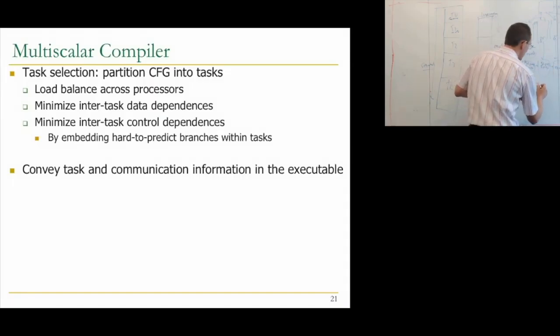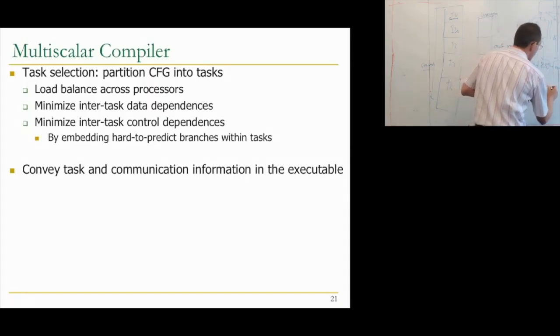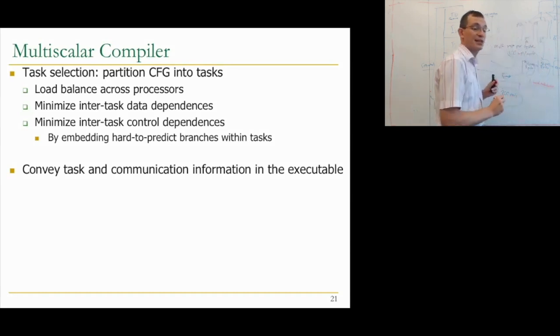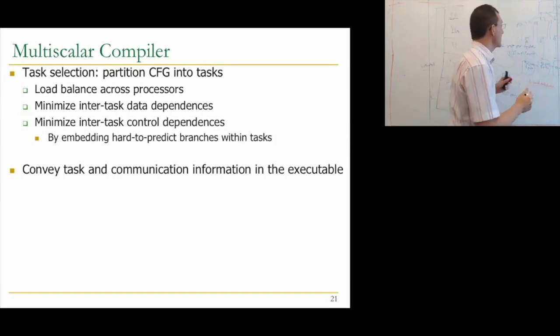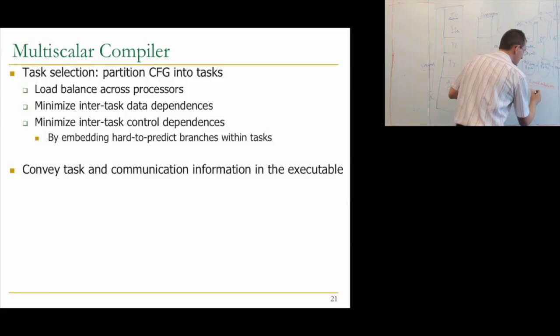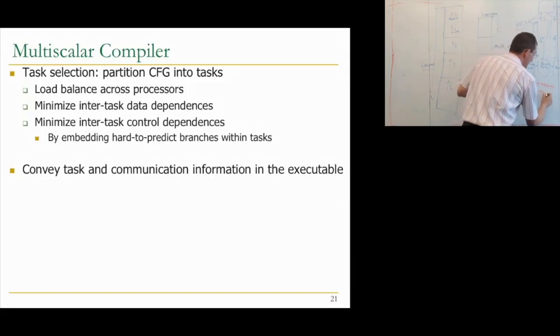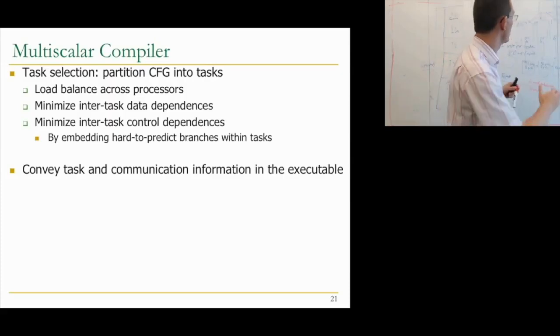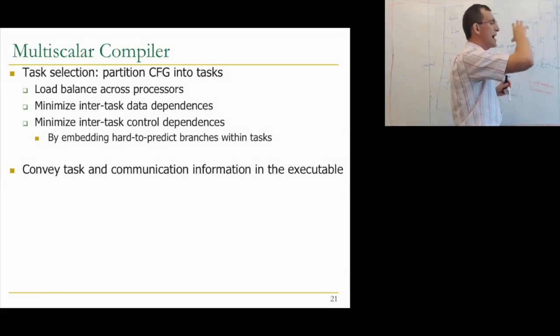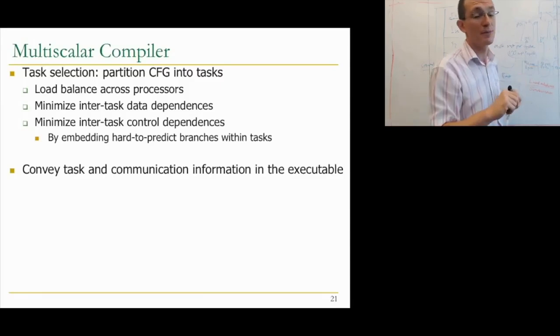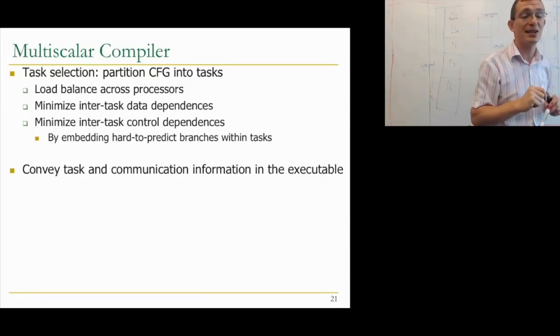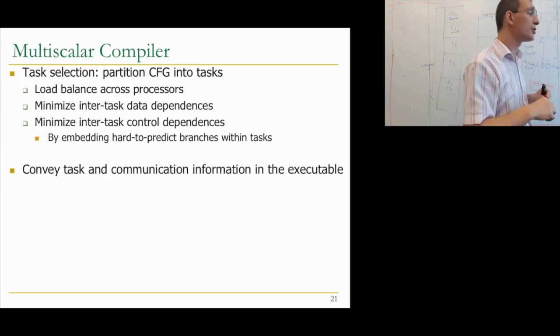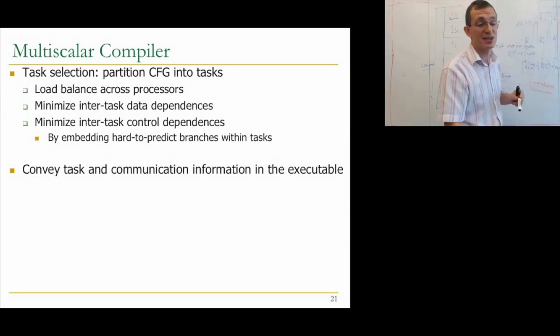Remember, the bottleneck in the parallel portion is load imbalance. We'd like to eliminate that when we're doing task selection. The second is we would like to minimize the synchronization overhead, which means that we'd like to minimize inter-task data dependencies. So the compiler can look at the control flow graphs and figure out the data flow graph also. It tries to minimize the task dependencies, and also it can try to minimize control dependencies.